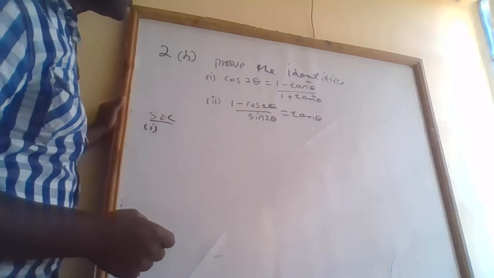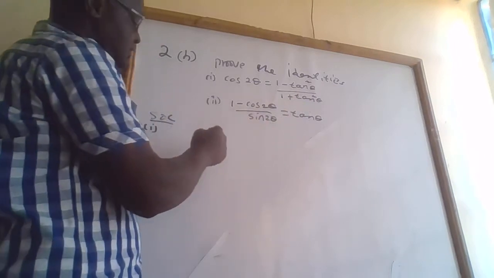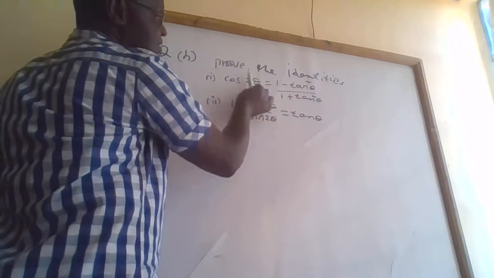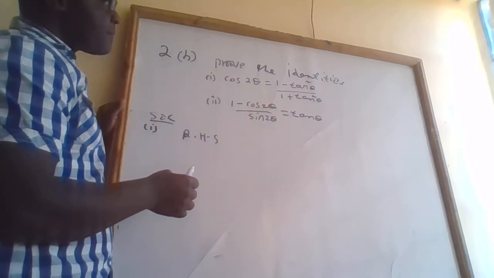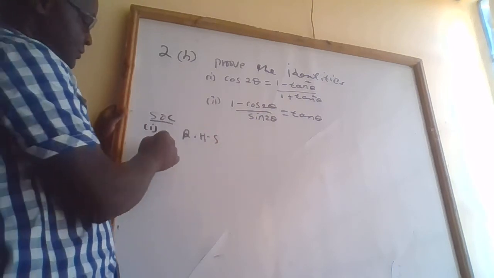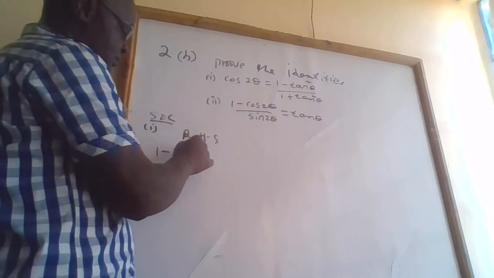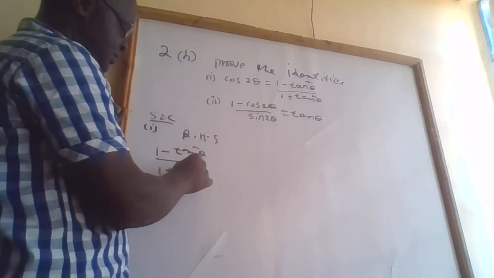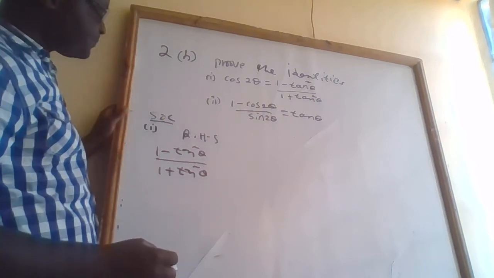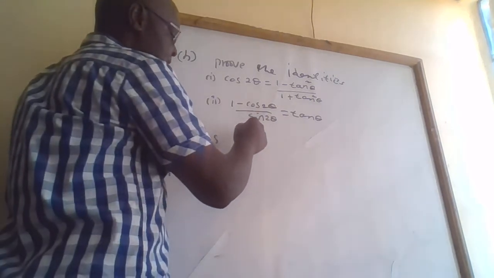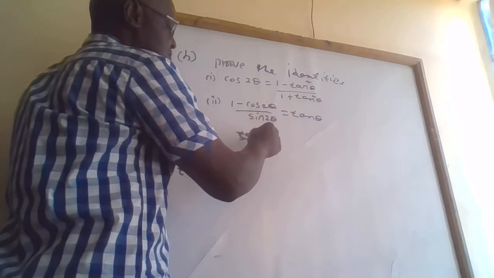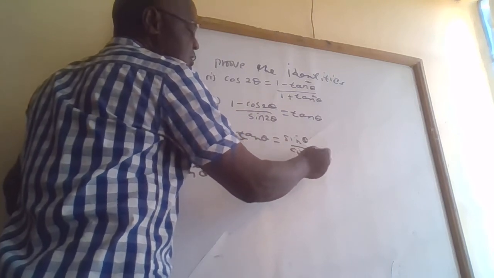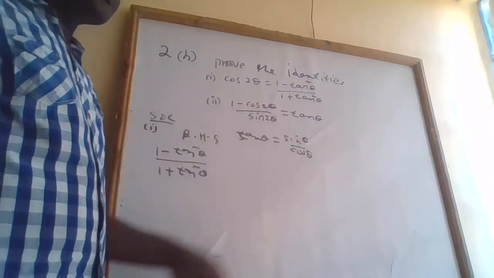Solution. We start with the first one. We shall prove the right hand side, that this is the same as that. So we have 1 minus tan theta squared all over 1 plus tan theta squared. We know that tan theta equals sin theta over cos theta.